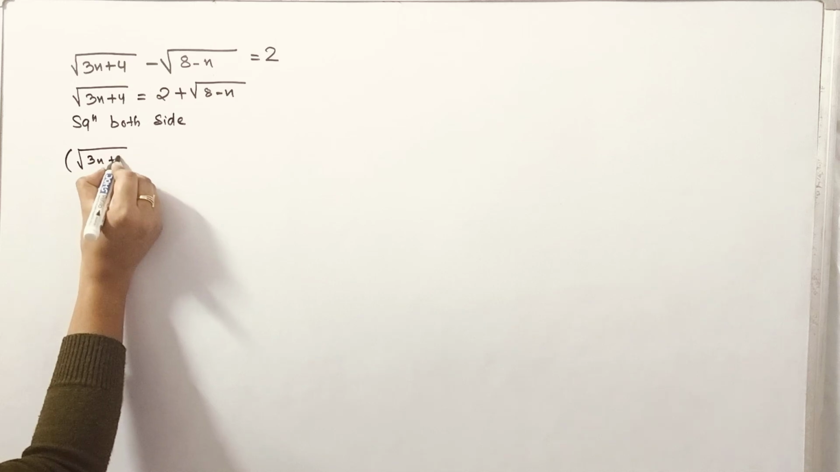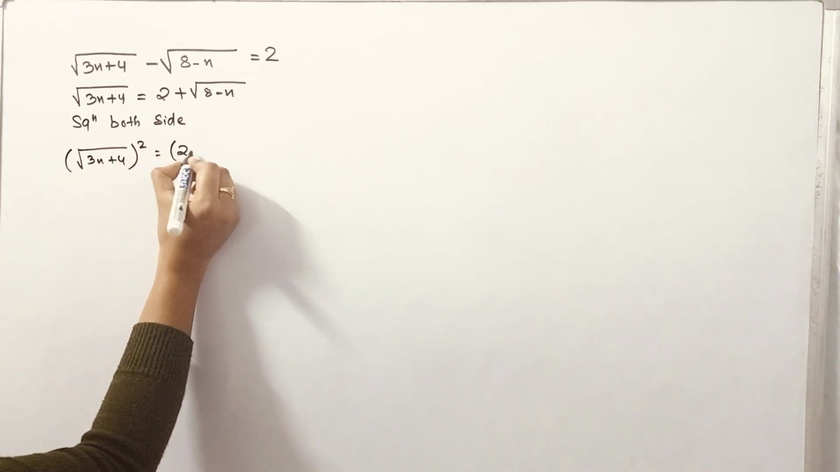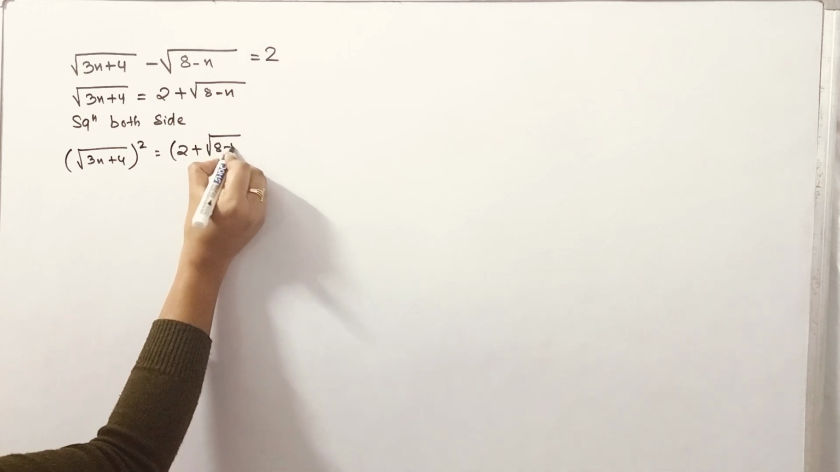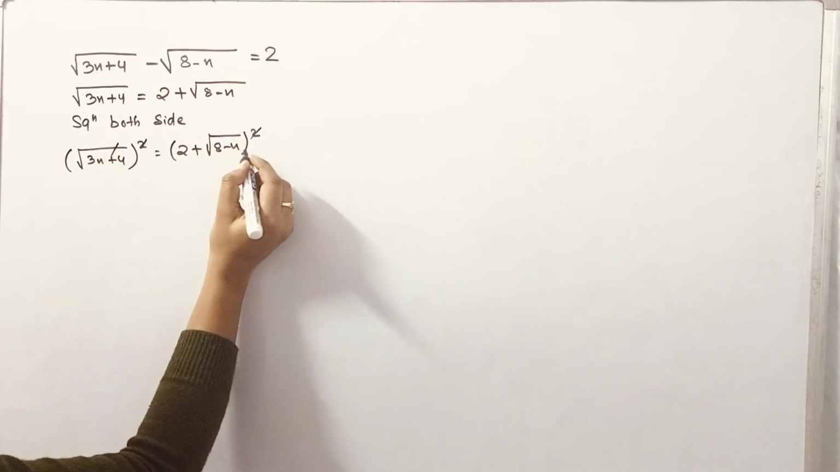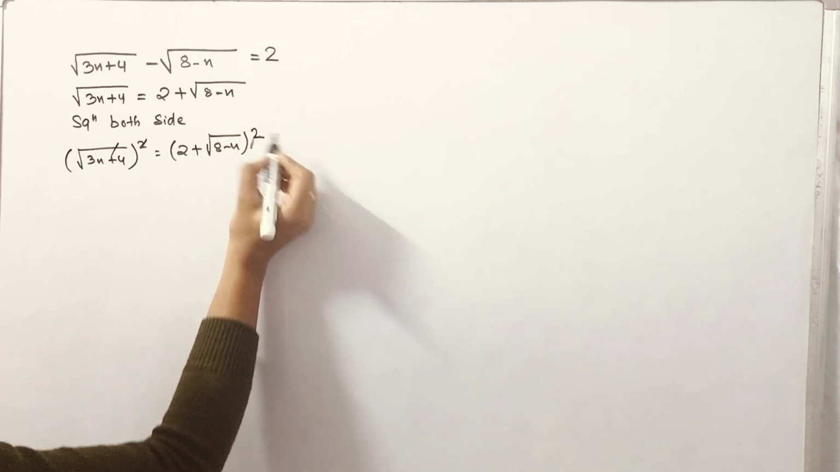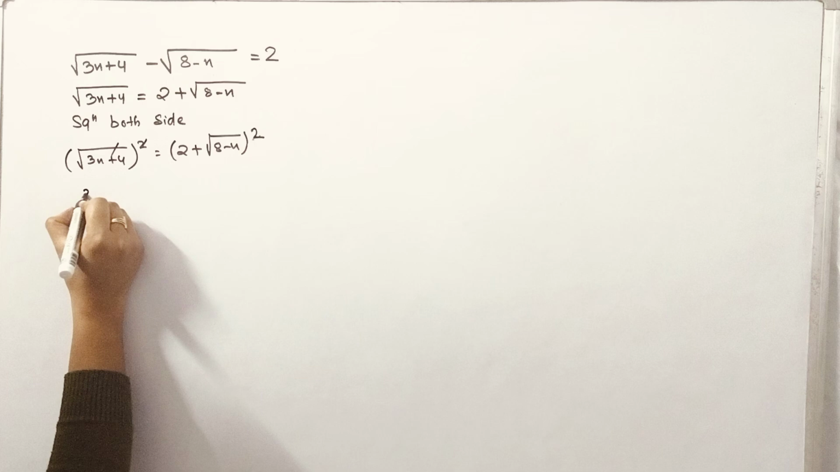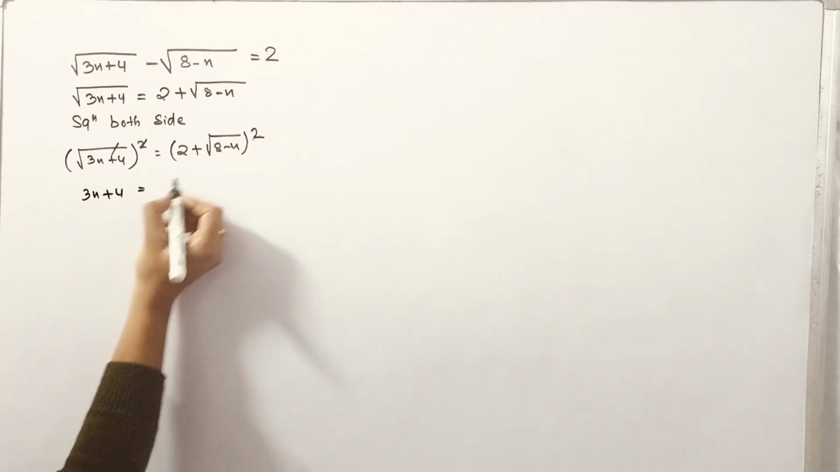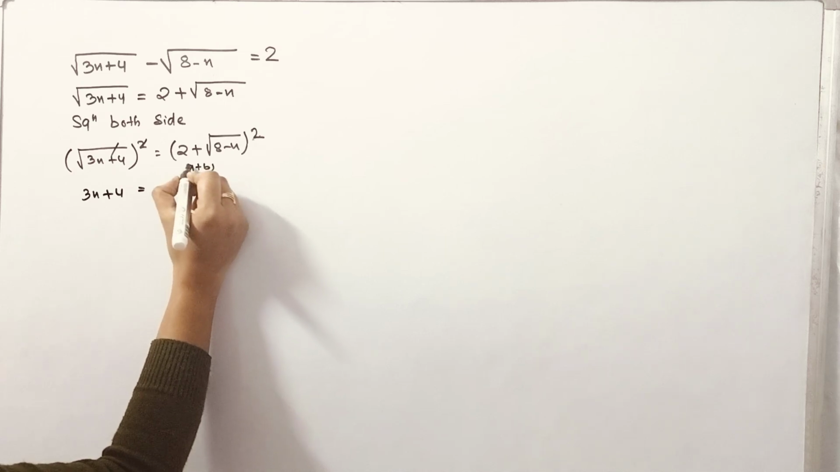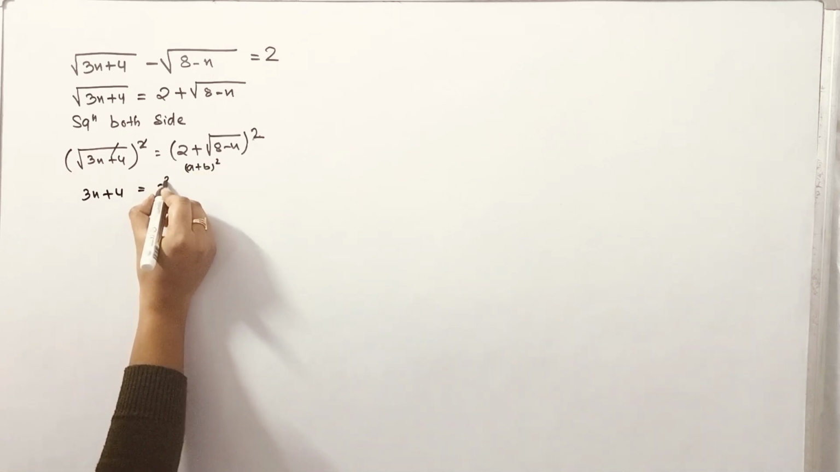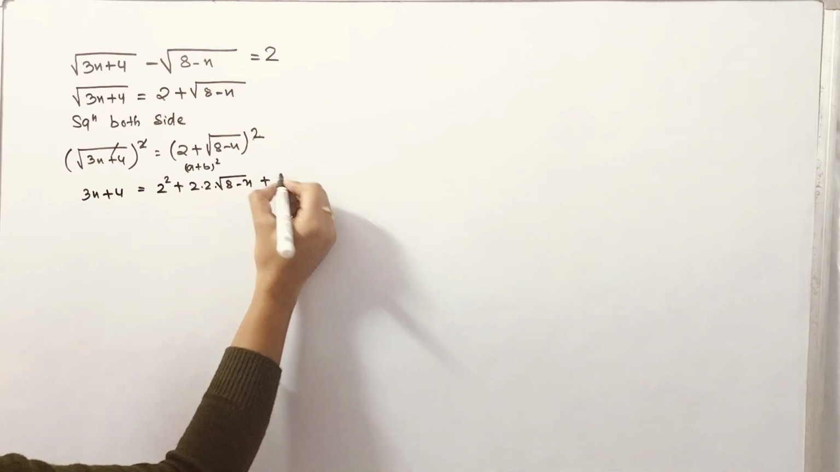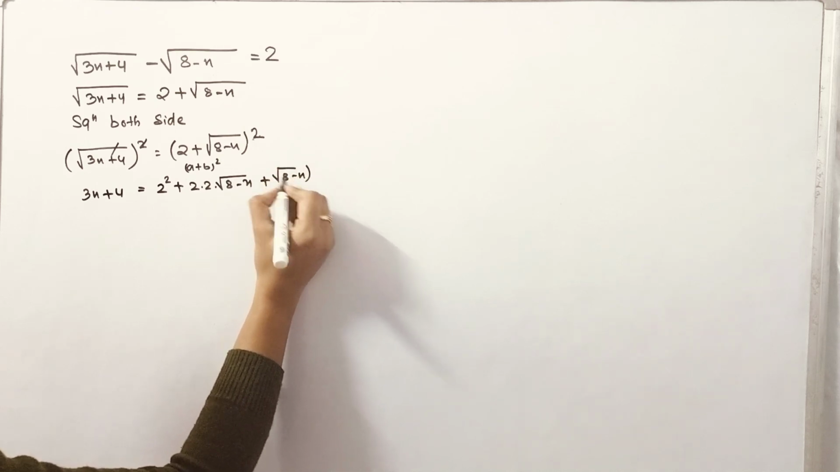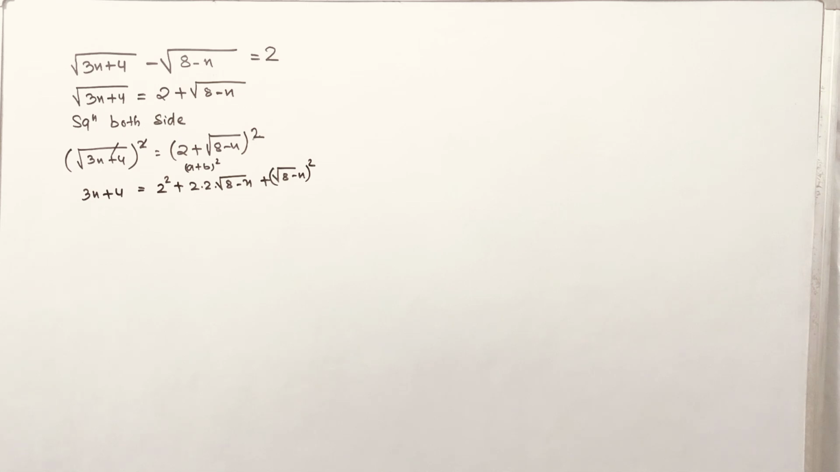Root 3x plus 4 square is equals to 2 plus root under 8 minus x whole square. Fine. Now see, when we squared both sides, this and this will get cancelled out. So we will get here 3x plus 4 is equals to, this is in the form of a plus b whole square. So what we will do? a square plus 2ab plus b square. Fine. So we converted this into the formula.